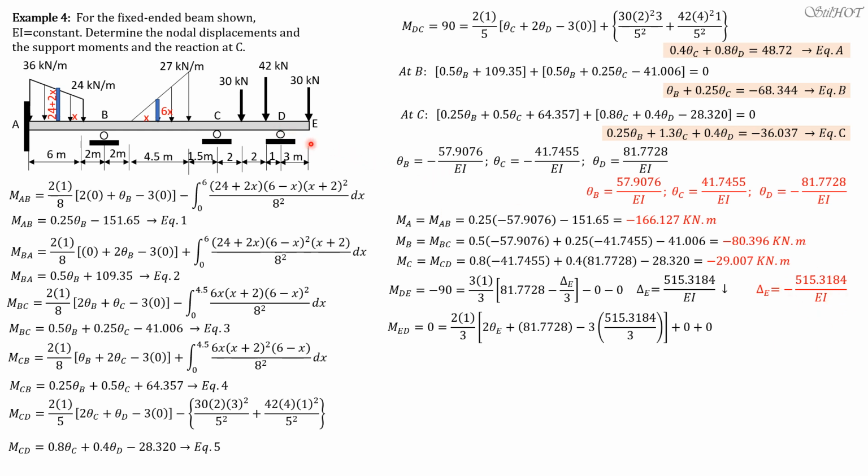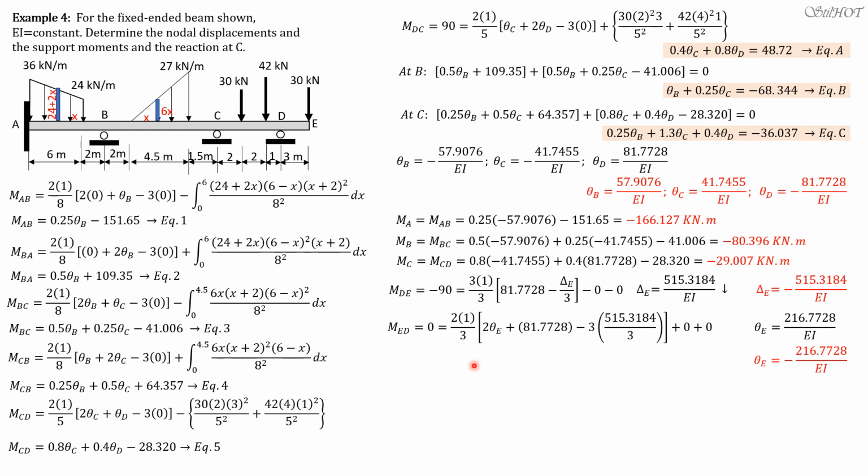So remember that delta is the vertical distance between D and E, and that's correct. So 515.3184 divided by L3. So solving for theta E is equal to 216.7728 clockwise, but clockwise rotation is actually negative, so the final answer is negative 216.7728 over EI for theta E.